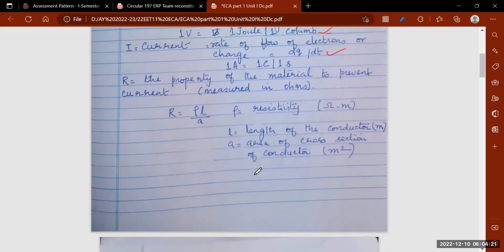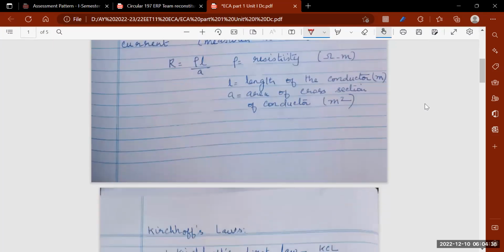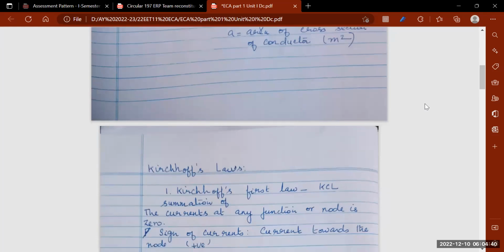Resistance is the property of the material to prevent the current, and it is measured in ohms. Another equation representing resistance is rho L by A, where rho is the resistivity measured in ohm meters, L is the length of the conductor, and A is the area of cross section measured in meter square.